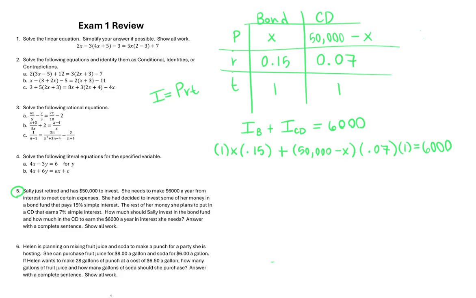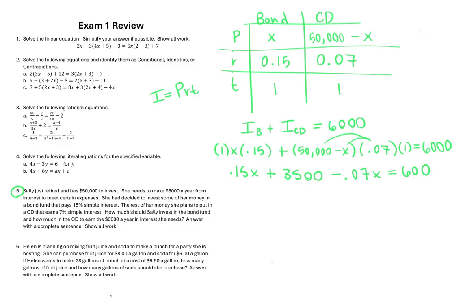Now we'll need to do a couple of things. I'll need to distribute this 0.07 backwards into these parentheses, and then multiply the rest out. So I have 0.15x, and then we have 50,000 times 0.07, so that should be 3,500. And then 0.07 times x is minus 0.07x. All of that's got to equal 6,000.